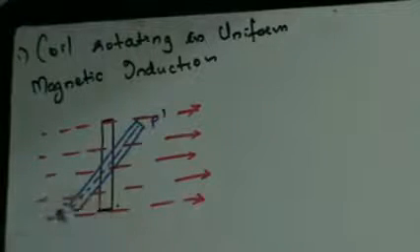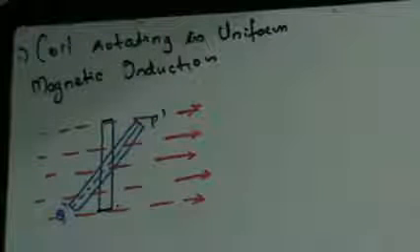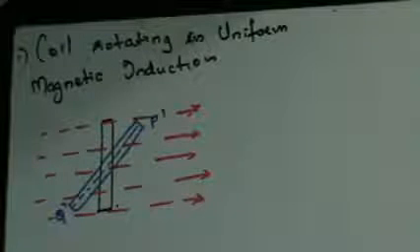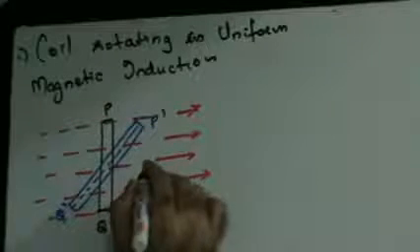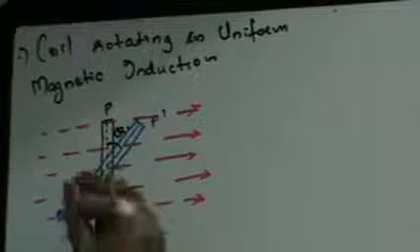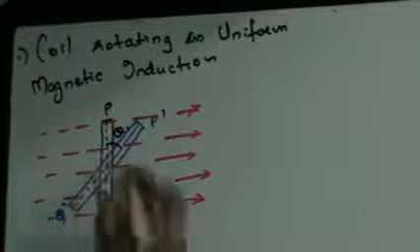Let's assume that the new position is P bar Q bar, and the original position of the coil is say PQ. The coil rotates by an angle of theta, and this is your angle.